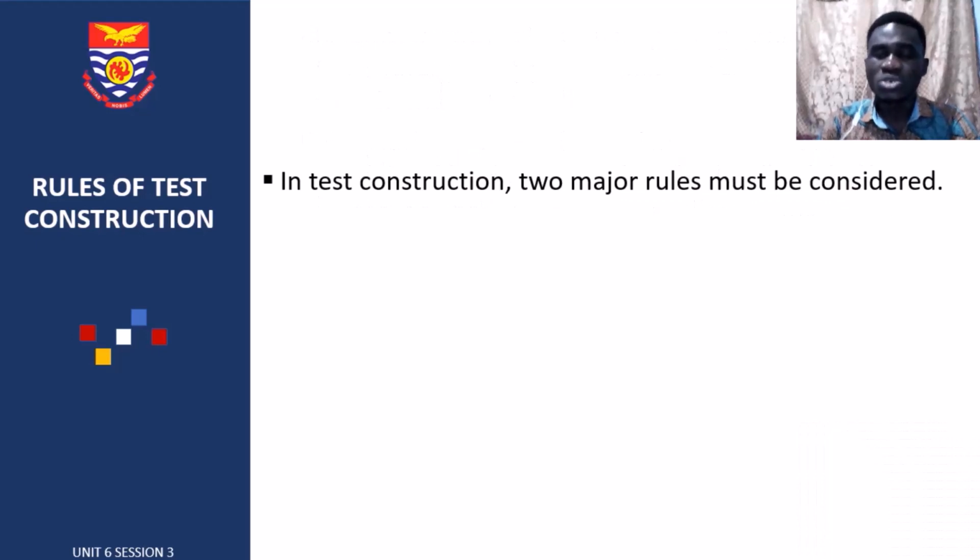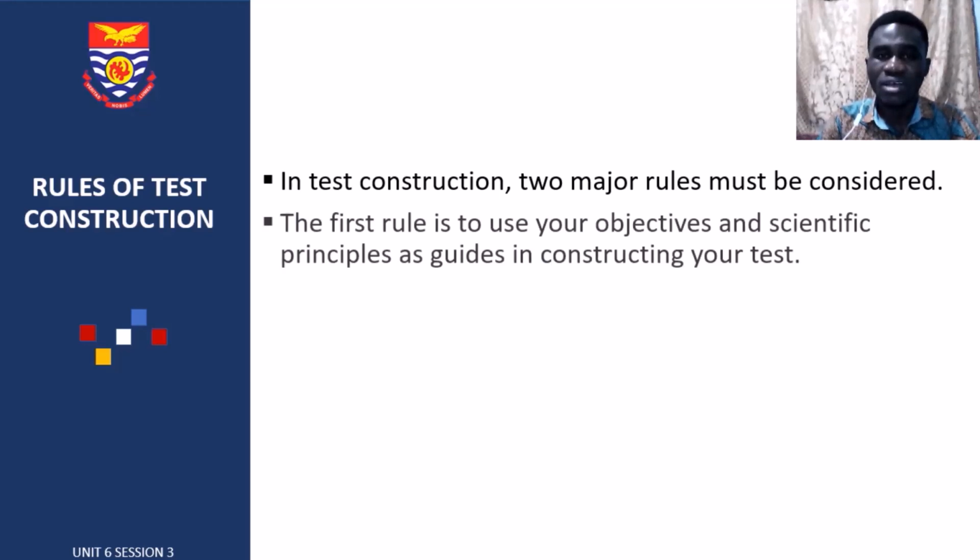In test construction, there are 2 major rules that you must consider as a teacher. One of the rules is to use your objectives and scientific principles as guides in constructing your test. Note that students tend to learn in the way in which they are tested. When your learners find out that your test is always asking them lower level questions, or asking them to describe, then they will learn as such. If they are only seeing what is mentioned, then they will also learn as such.